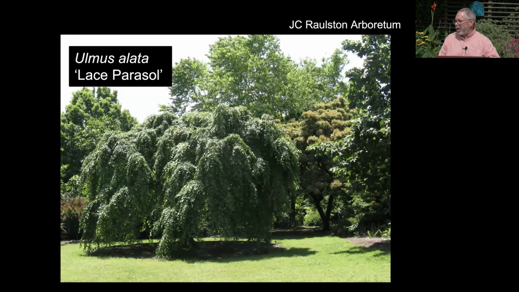This weeping winged elm, our native winged elm, called Lace Parasol, is what JC named it, is one of the most beautiful plants. The original plant succumbed to Dutch elm disease a while back at the Arboretum, but we've got a new one planted. And this is one that you actually can propagate from cuttings. A lot of weeping plants are very difficult, but this has actually been pretty easy from cuttings. And it's a four-season plant.